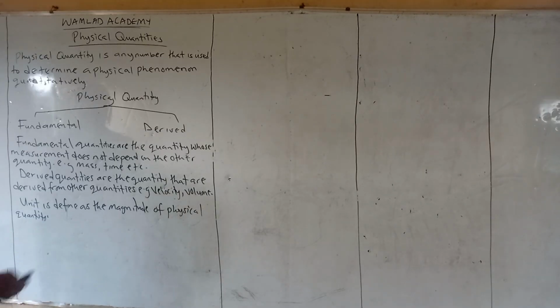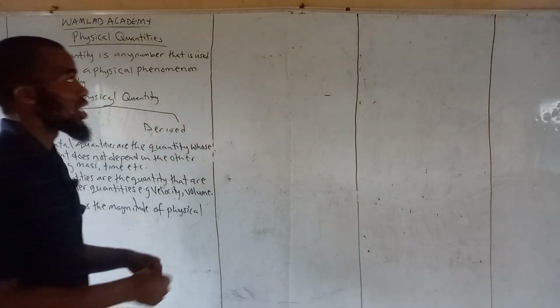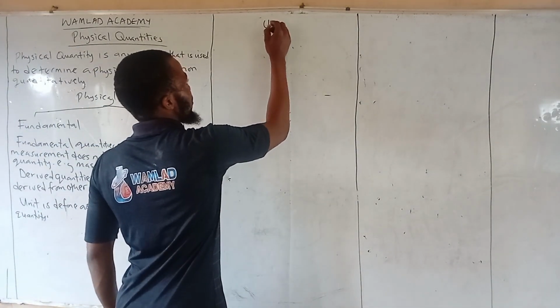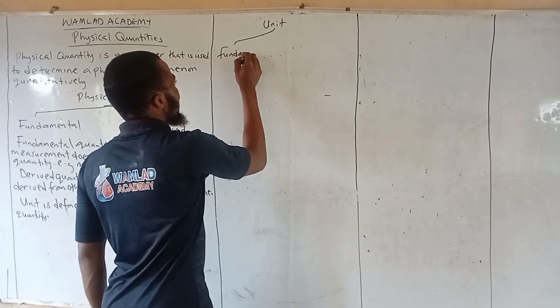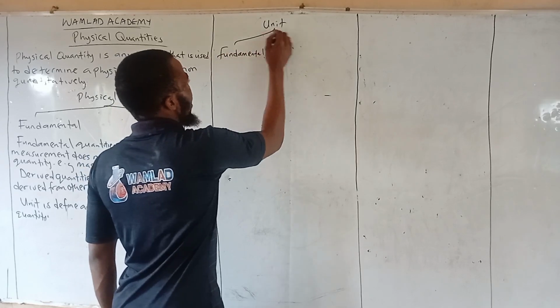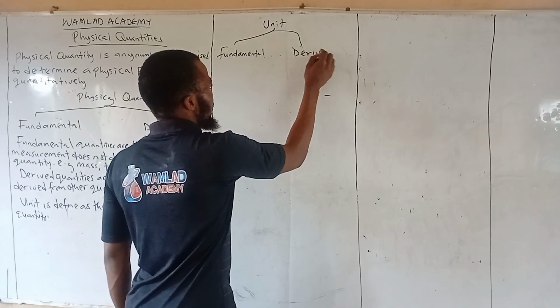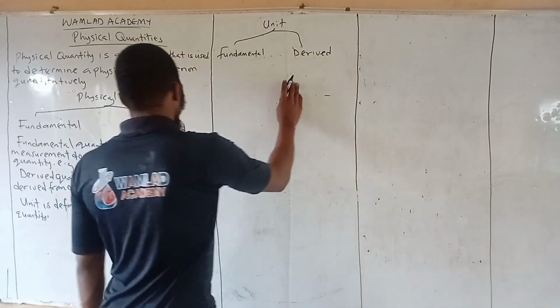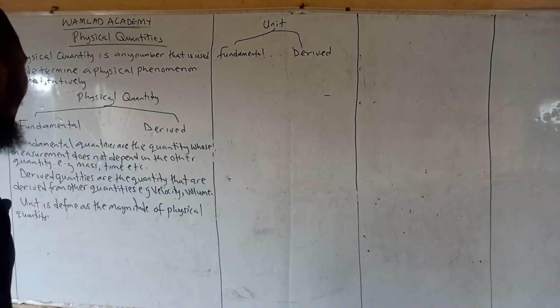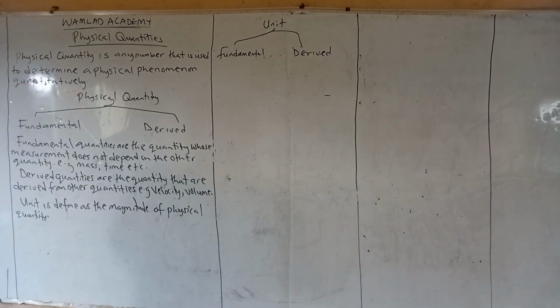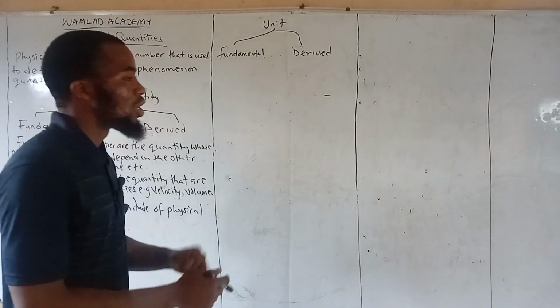And you see what we call units. What do you mean by units? Unit is defined as the magnitude of a physical quantity, which is very essential. And unit as well is also like quantity. That means unit is also divided into two. You have fundamental units and you have what they call derived units. Fundamental units are the units whose measurement does not depend on other units, while derived units are units that are derived from fundamental units.